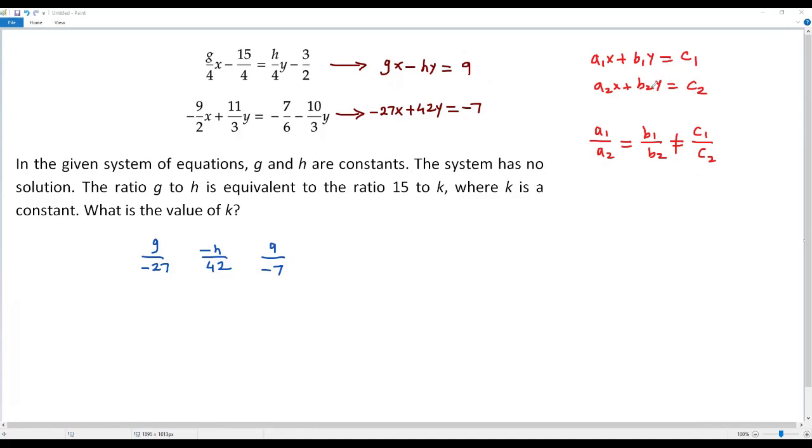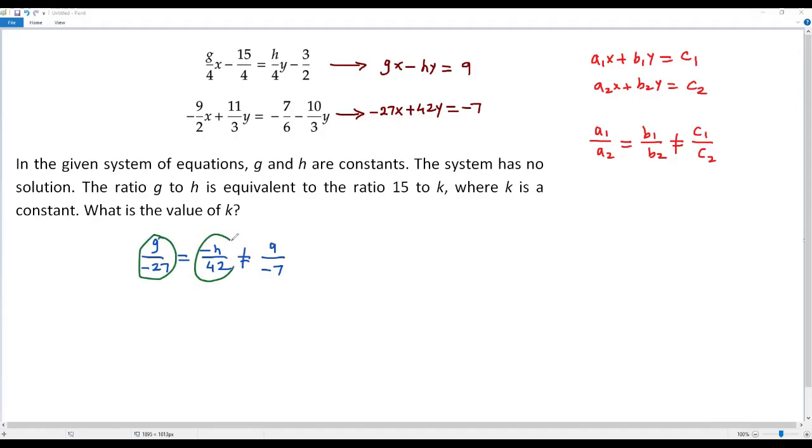When we have a system of two linear equations in standard form and the system has no solution, the ratio of the coefficients of x and the ratio of the coefficients of y will be equal, and both these ratios will not be equal to the ratio of the constant terms. The same we can consider here, because this system has no solution. The ratio of the coefficients of x and the ratio of the coefficients of y are equal, and both these ratios are not equal to the ratio of the constant terms.